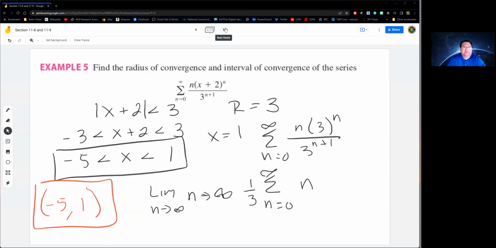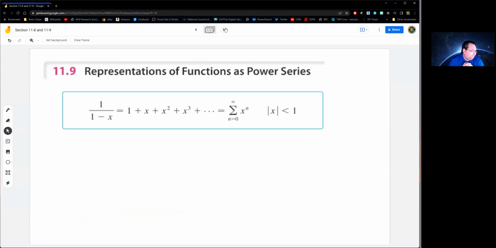All right. Look at the other direction of power series. So the other thing that I can do with power series is I can take a function and represent it as a series. So I know that 1 over 1 minus x equals that there.